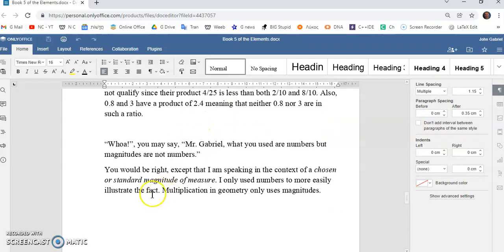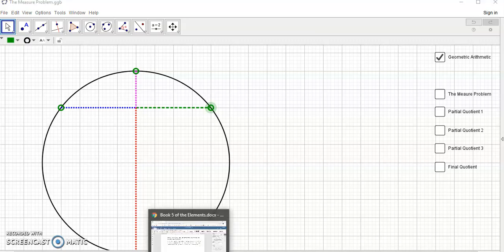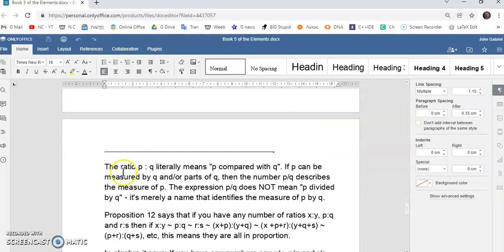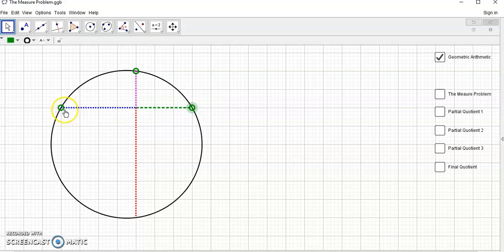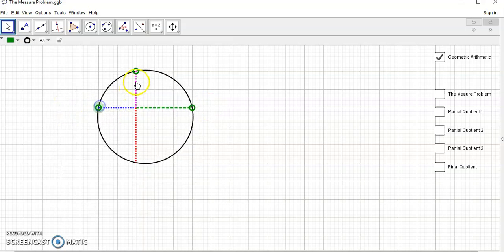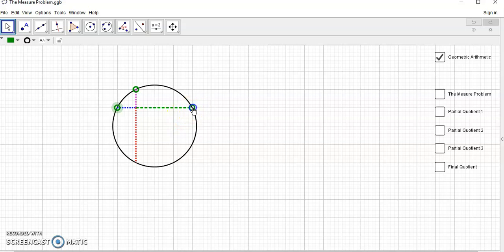Okay, and also it helps to illustrate the fact that multiplication in geometry, as you've seen over here, only uses magnitudes. Right, and they may have a number that describes them, or they may not. So, for example, let's make it something slightly like, say, about there. That could easily be the ratio that is realized for pi, right? Almost 3 point something to the unit 1.